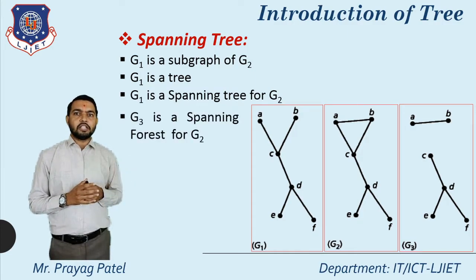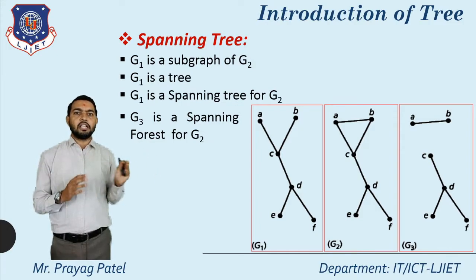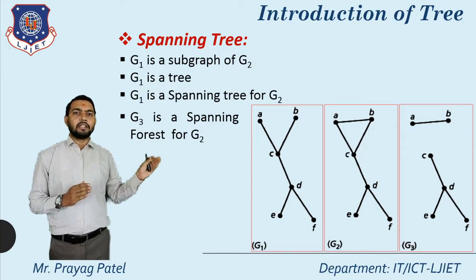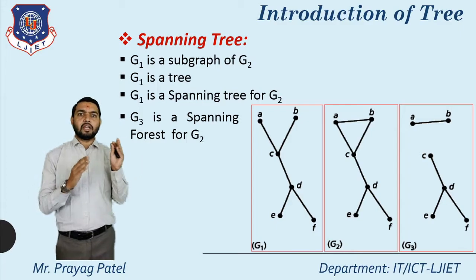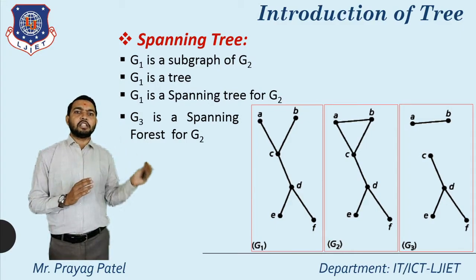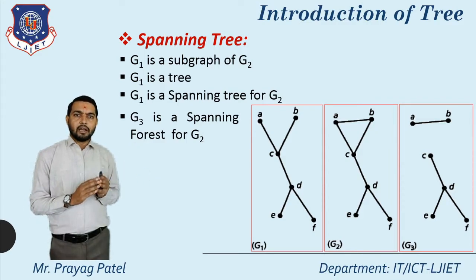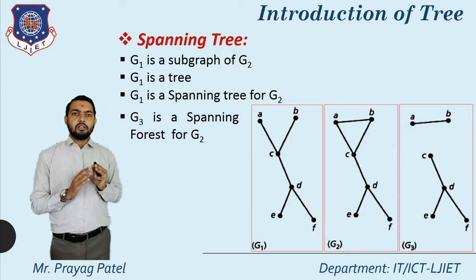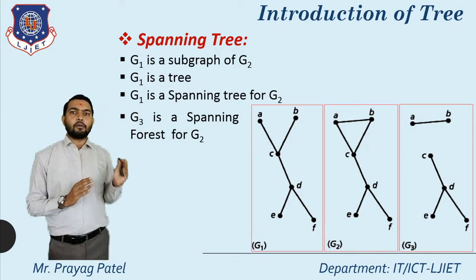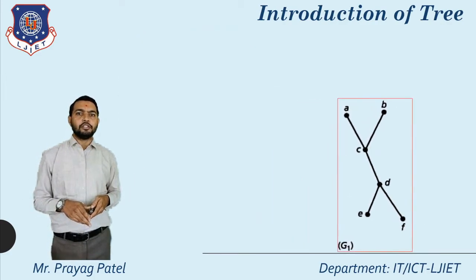Now for the G3, G3 is a spanning forest for G2, because G3 is not considered a tree, it is a forest. So we can say that we included all the nodes of the G2 graph in G3. All the nodes are available in graph G3, and this is not a tree but a forest. So we can say that G3 is a spanning forest for G2.